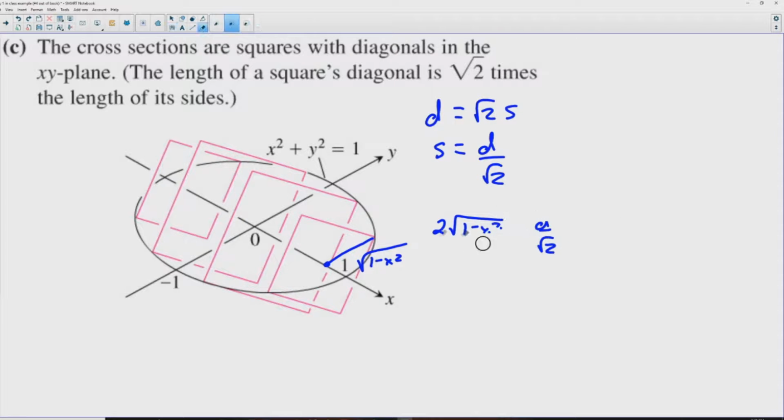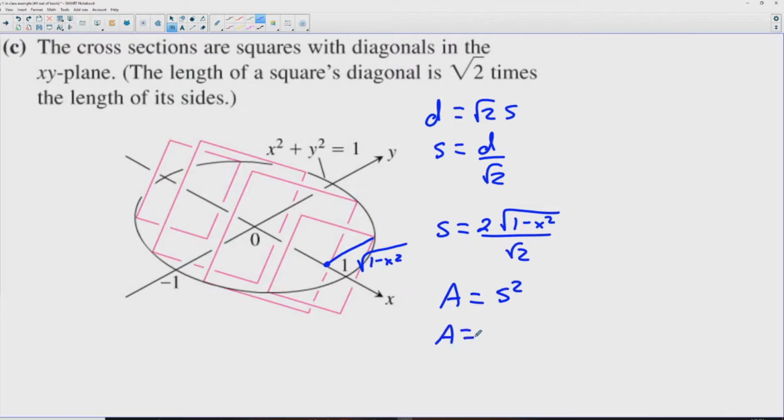So the side is equal to 2 times square root of 1 minus x squared over square root of 2, and that's what I wanted. But the area of a square is still side squared, so I just have to square all this. So first of all, that's going to be 4 when I square this over 2. Squaring that gives 2. 4 over 2 is 2. And then when we square this piece right here, we get 1 minus x squared.